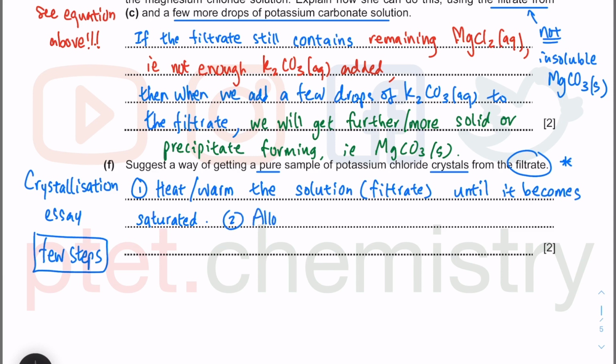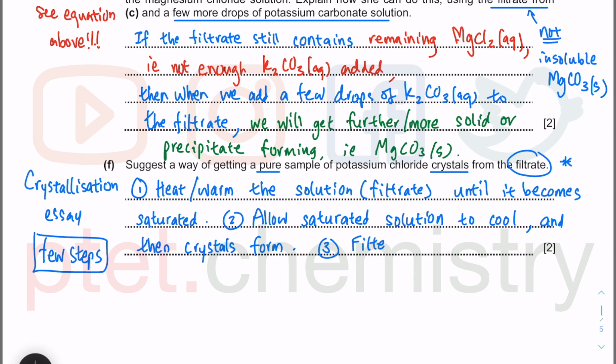You've got to allow a saturated solution. Saturated does not mean you get solid. Do not heat until it is dry because you want to get crystals. You have to heat until you have a saturated solution. There is no solid. You just allow the saturated solution to cool and then crystals will form. Crystals are solid. So what you do is that you need to filter the crystals.